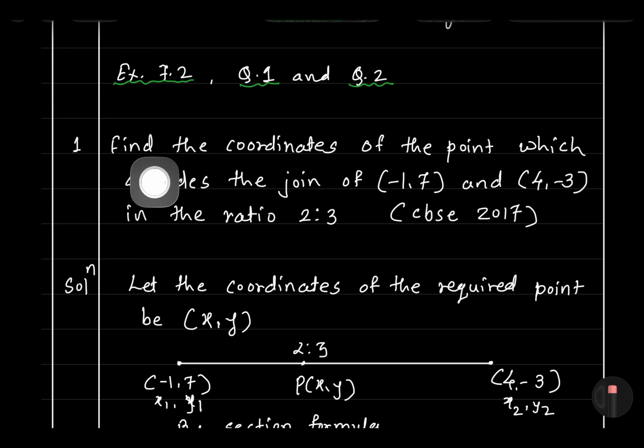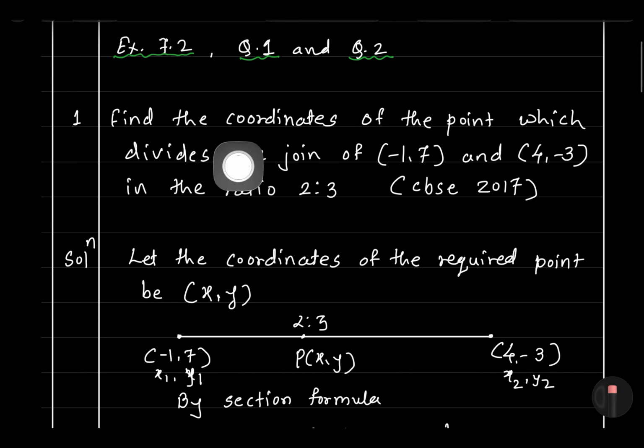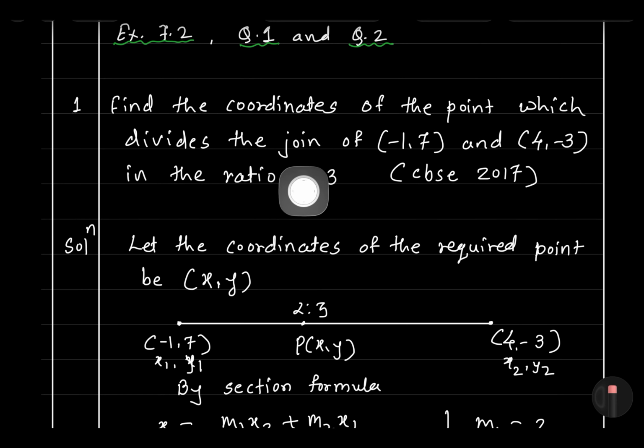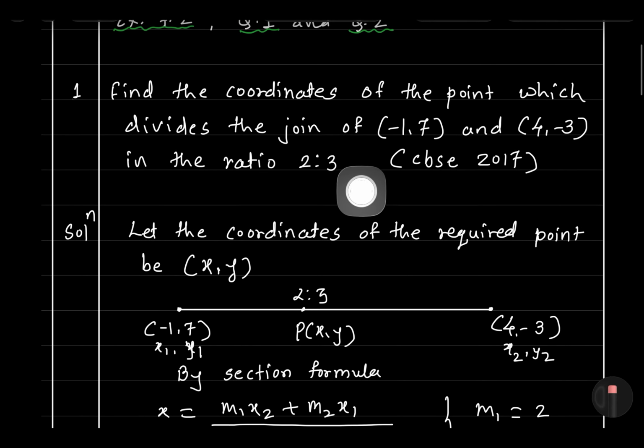Here, first question: find the coordinates of the point which divides the join of (-1, 7) and (4, -3). Suppose there is one line segment having these 2 points, and another point divides these 2 points. If you consider these 2 points, it becomes one line segment, and one other point is dividing it in the ratio 2:3.